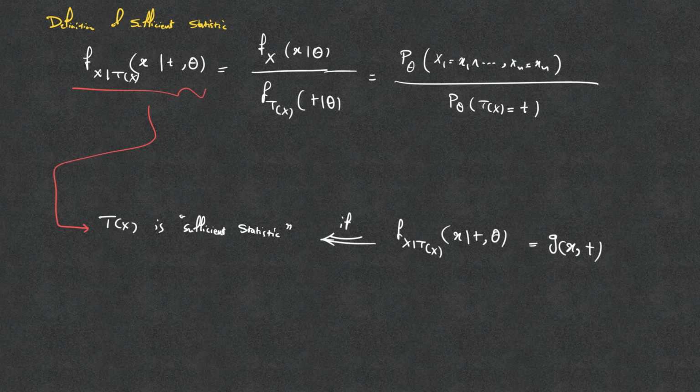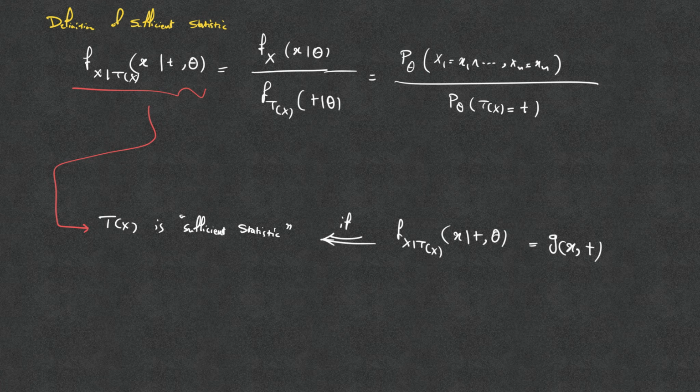Now, when do we call T of x a sufficient statistic? The condition for that is a definition, so you don't necessarily have to prove it, but you can intuitively see what this is about. T of x is a sufficient statistic if you consider the probability of x given T of x, and you know that there's a theta here. If this probability does not depend on theta, meaning that it is a function of only x and t, then you can say that t of x is a sufficient statistic.